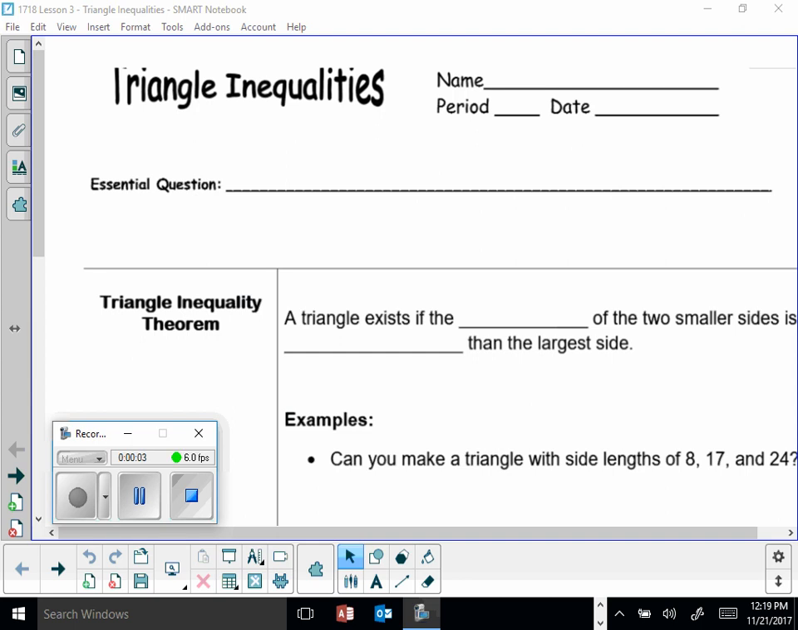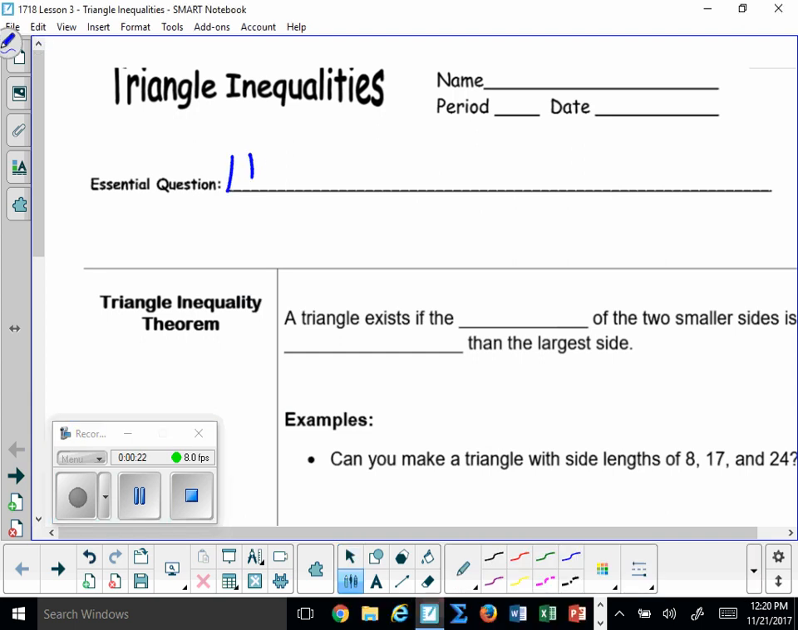Our third lesson in the congruent triangles unit deals with triangle inequalities. We are able to determine whether or not a triangle exists, and we're also able to order the sides or the angles from least to greatest or greatest to least.